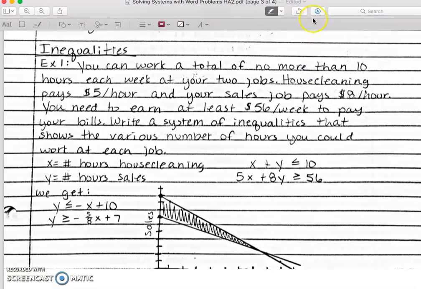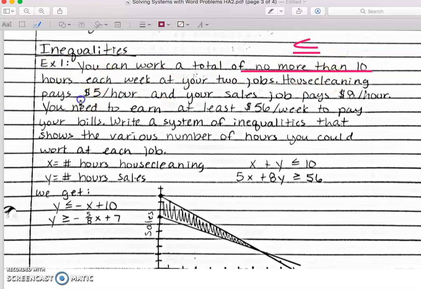Okay, so we'll just underline it. A total of no more than 10 hours each week. If I can work no more than 10, that means I can work less than or equal to 10 hours each week. So I know that the inequality sign for this one is going to be less than or equal to. So it says I can work no more than 10 hours at my 2 jobs.